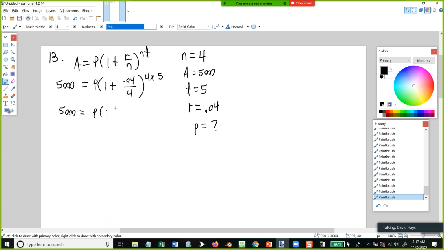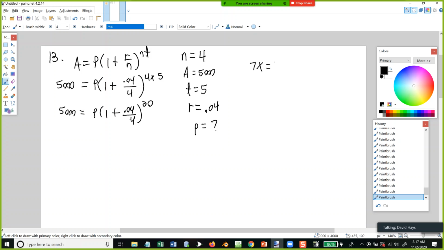First off, although I could simplify that 0.04 divided by 4 pretty easily, the only one I'm concerned about is the 4 times 5, which is 20. Now we need to solve for P. Now this 1 plus 0.04 divided by 4 to the 20th power, if I plug that in my calculator, that'll just give me a number. Don't know what it is, but it's a decimal number.